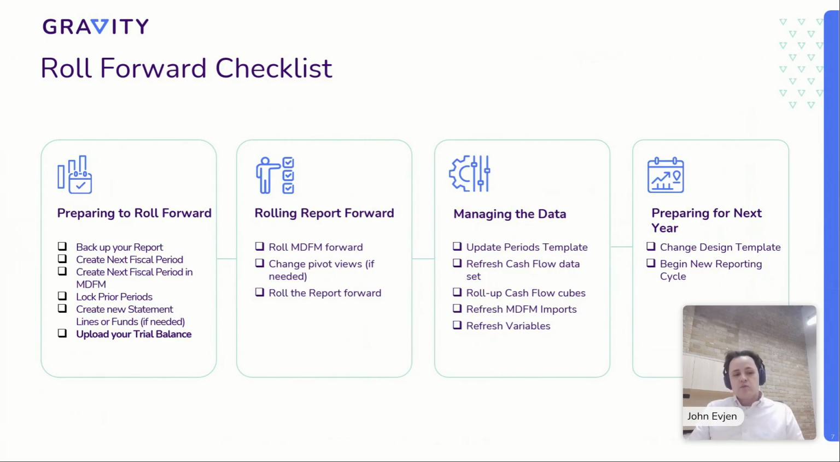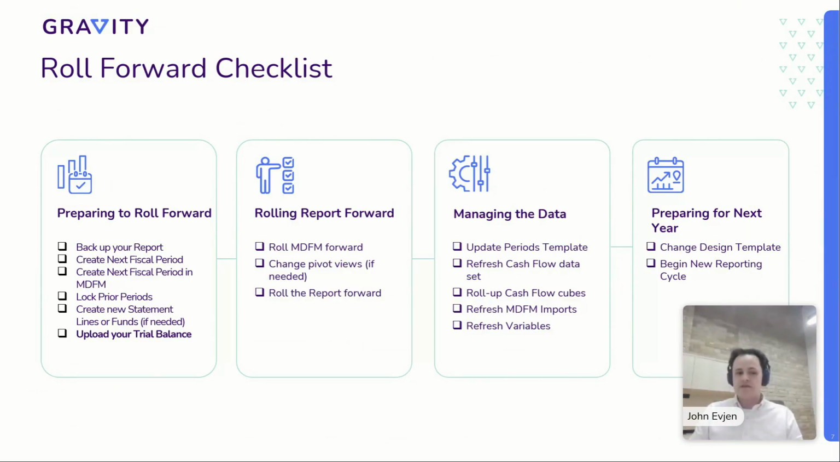Essentially, what we're doing is making sure that your tables populate right away after we roll forward the report. Because if we roll forward the report without uploading the trial balance, the tables are going to be empty because there won't be any 2025 data. So we're going to need to make sure there's 2025 data, or else the tables will be empty, which scares some people. This is all accomplished through data integration services.